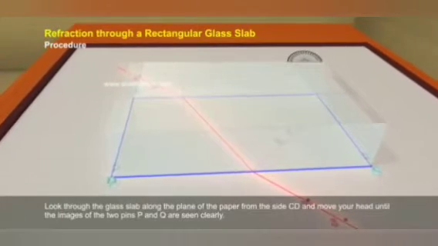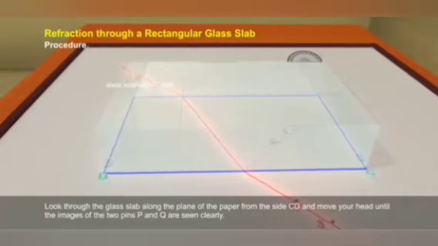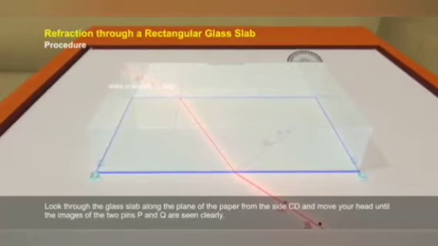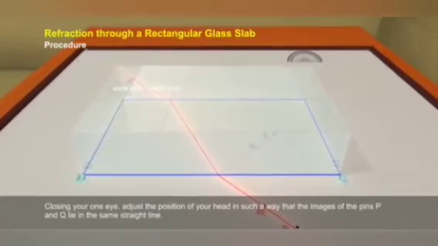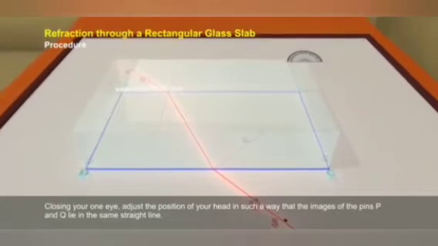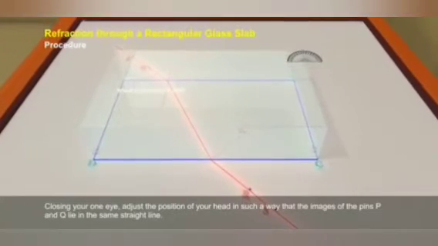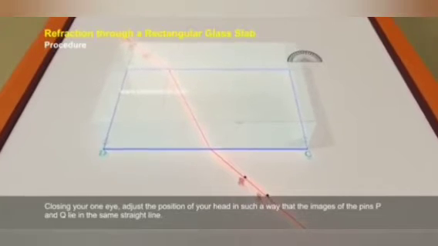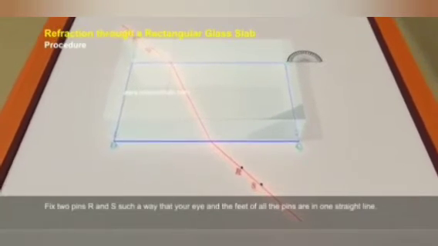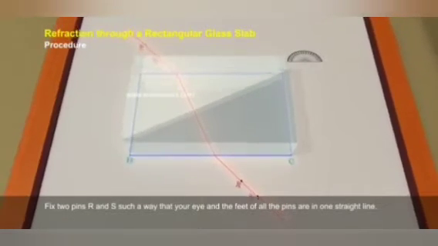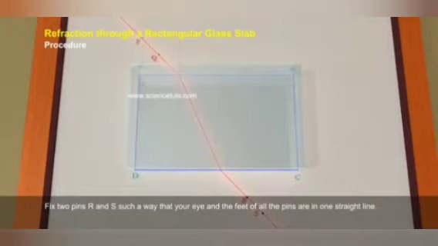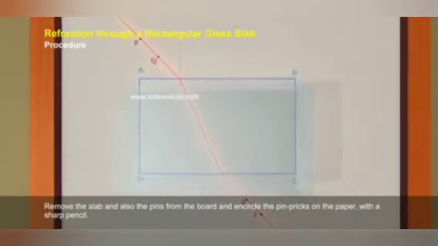Look through the glass slab along the plane of the paper from the side CD and move your head until the images of the two pins P and Q are seen clearly. Closing one eye, adjust the position of your head in such a way that the images of the pins P and Q lie in the same straight line. Fix two pins R and S in such a way that your eye and the feet of all the pins are in one straight line. Remove the slab and also the pins from the board and encircle the pinpricks on the paper with a sharp pencil.